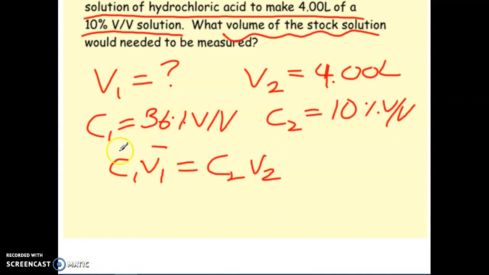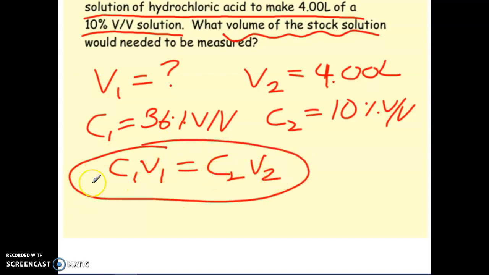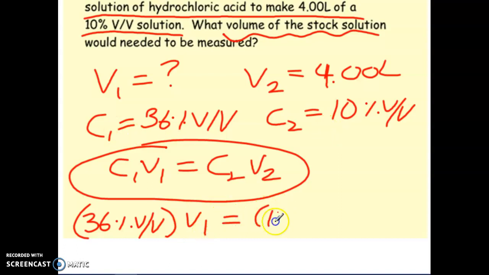So really, out of the 4 variables that are here, you should have enough information from the question to get 3 out of the 4 things. So you're always solving for one thing in this equation. So our C1 is 36% volume per volume. Remember, the concentration can be any unit; they just have to be the same unit. So V1 is what we're solving for. Our C2 is 10% volume per volume, and we have 4 liters.